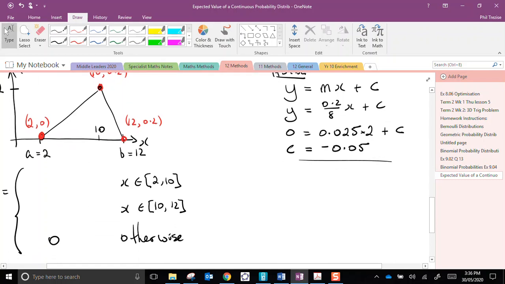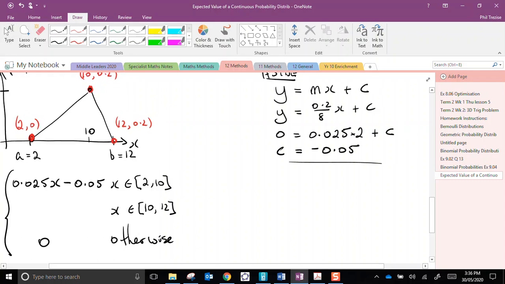So I'll write it down over here. Gradient was 0.025 x plus, minus 0.05.